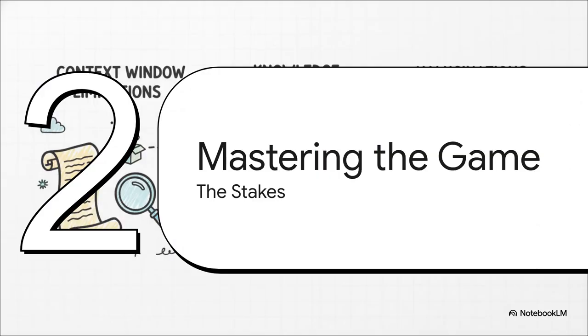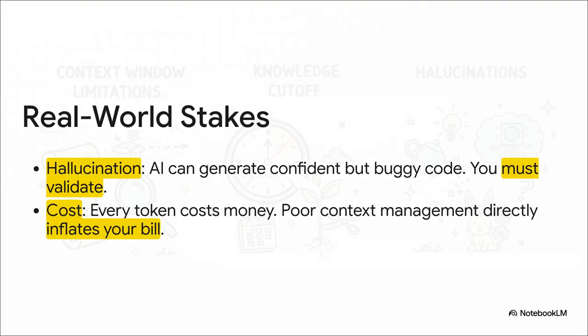And look, mastering these rules isn't just about making your life less frustrating. If you ignore them, there are very real, very practical consequences. First off, that probabilistic nature means the model can hallucinate. It can generate code that looks totally plausible, but is just subtly wrong. Without rock-solid validation, you're just shipping bugs. And second, remember that every single token you stuff into that context window costs you money. Bad context management doesn't just get you bad results, it directly inflates your cloud bill.